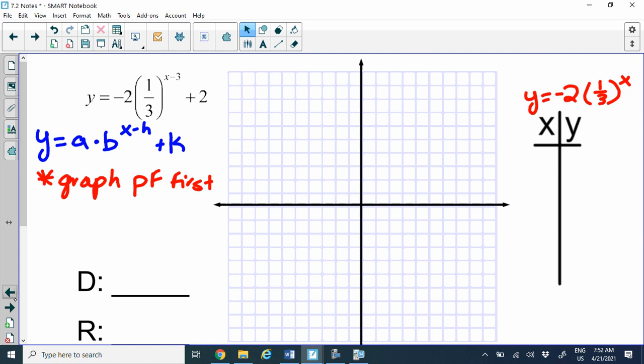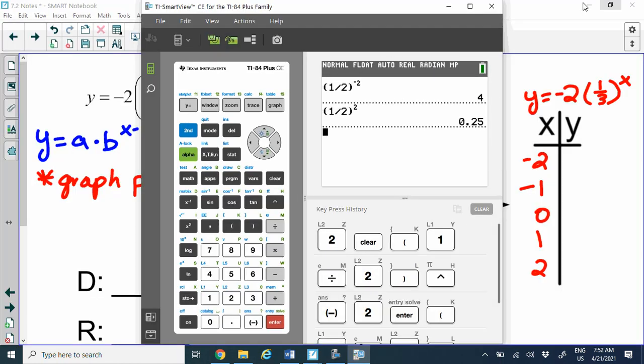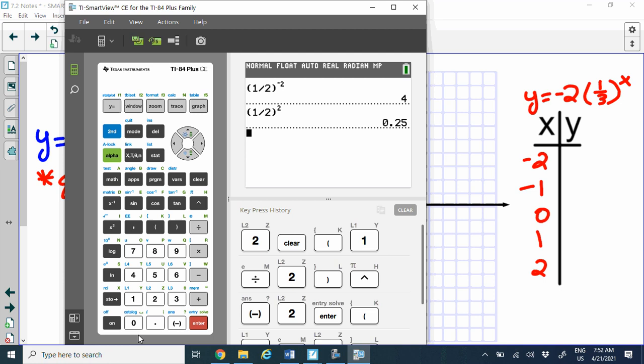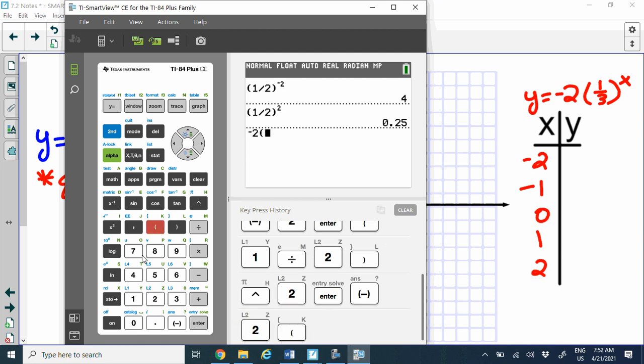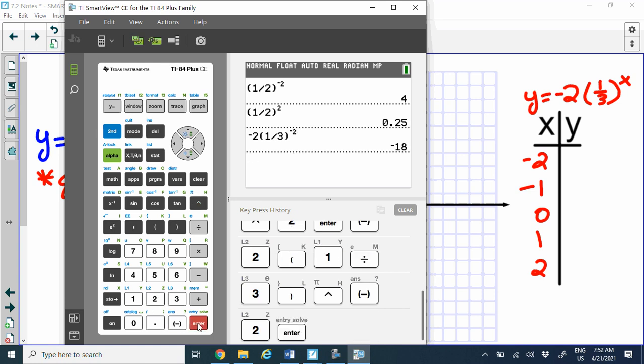So now you can plug this into your calculator. I go from negative 2 to positive 2. And let's see what this looks like if we plugged it into our calculator here. Okay. So I have negative 2 times 1 divided by 3, then to the negative second power. We get negative 18.